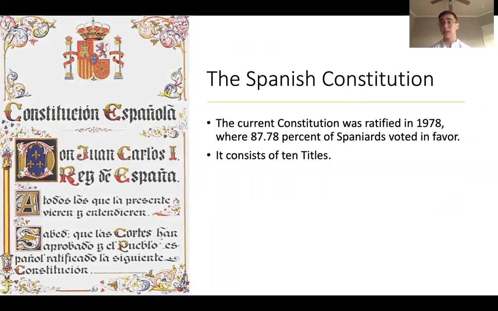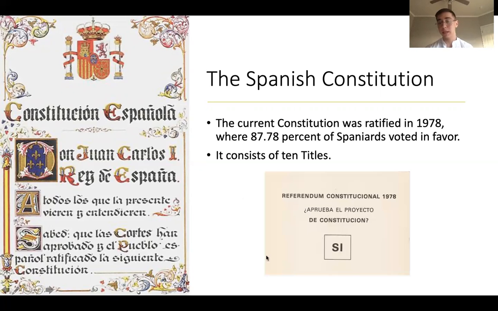It was ratified in 1978, and almost 90% of Spaniards voted in favor of it. It consists of 10 main sections, which in the Constitution are called títulos or titles. This that I put here was the constitutional referendum of 1978, and it was propaganda in order to get people to vote for the Constitution. Coming from a dictatorship, it was seen as something incredibly democratic to have some type of voice in what should be decided. That's why 90% of Spaniards voted in favor of it.